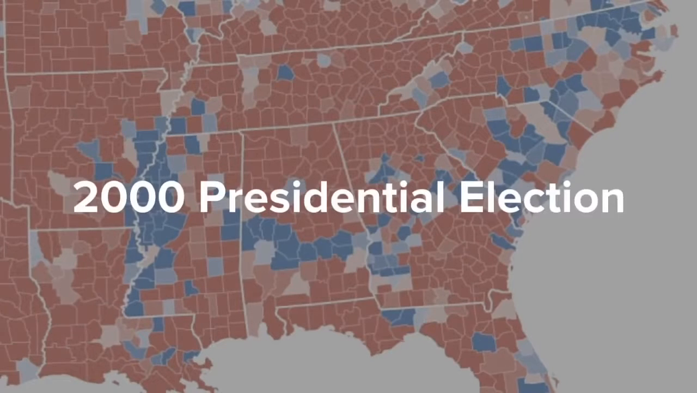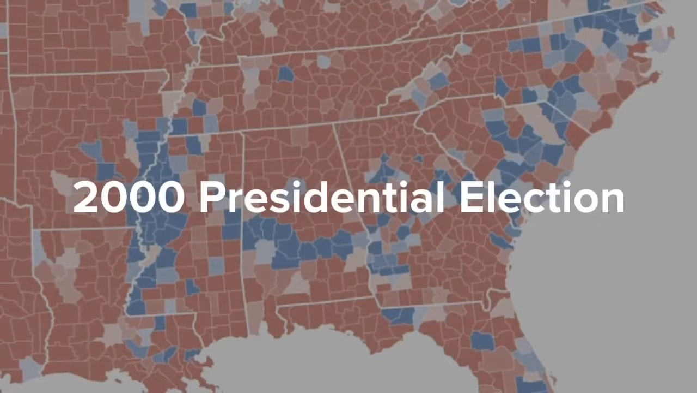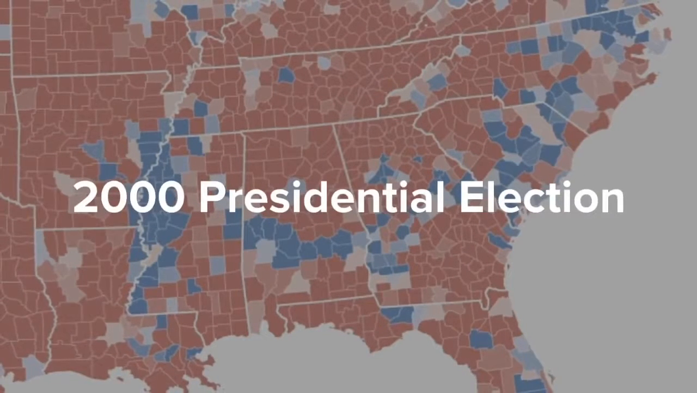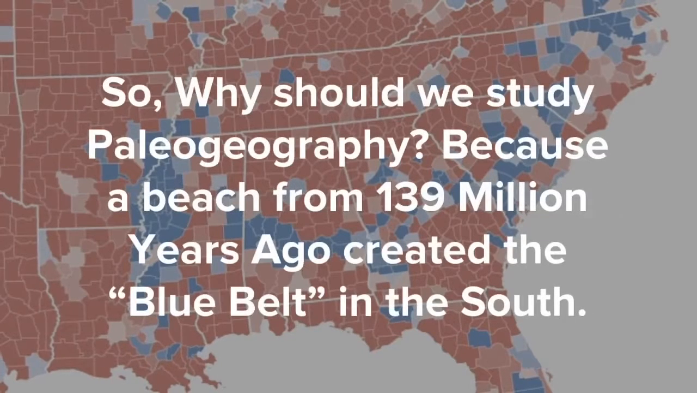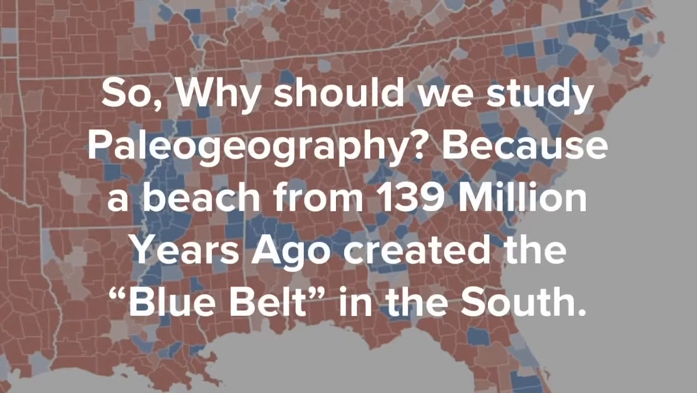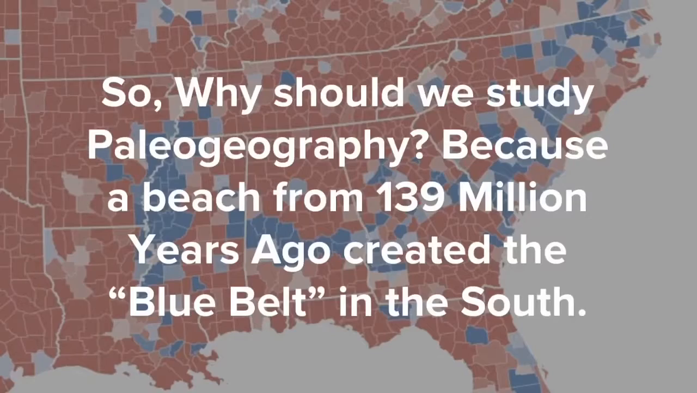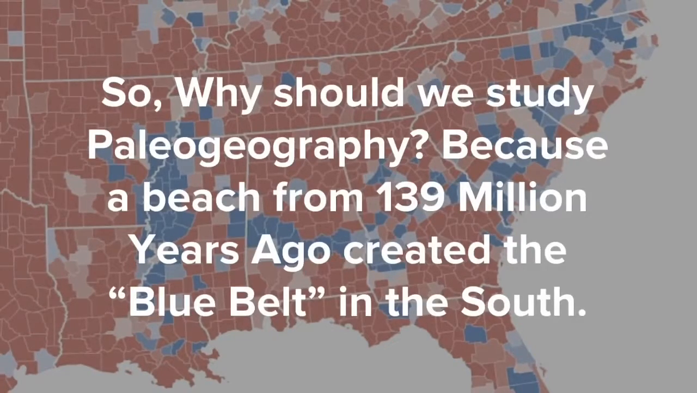Which is why today we see a blue belt of Democratic voters in the otherwise red South, thanks to an ancient coastline. So there you have it. Why should we study paleogeography? Because a beach from 139 million years ago created the blue belt in the American South.